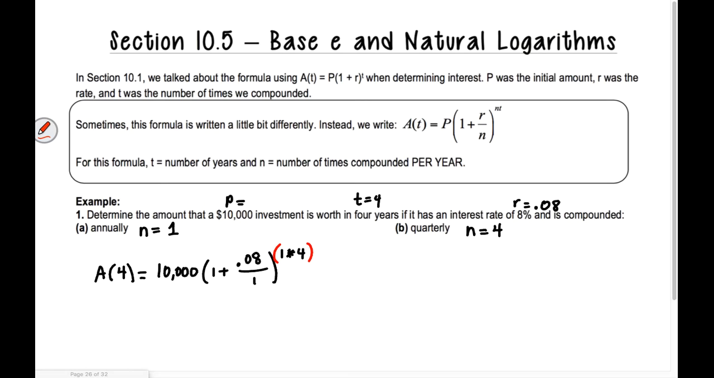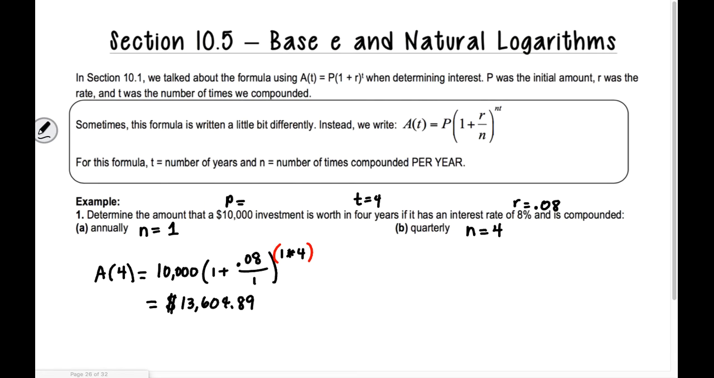I would just do the multiplication in your head and be like, oh, it's going to be 4. Okay, so that means after 4 years, this $10,000 investment is $13,604.89. It should always make sense in the end.